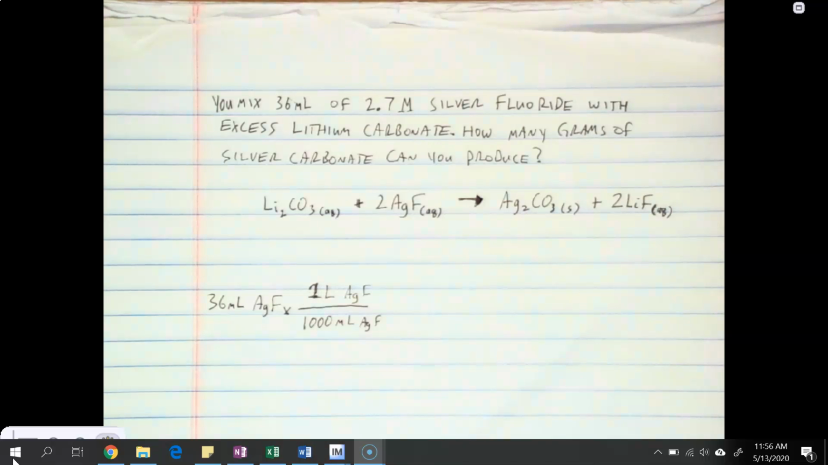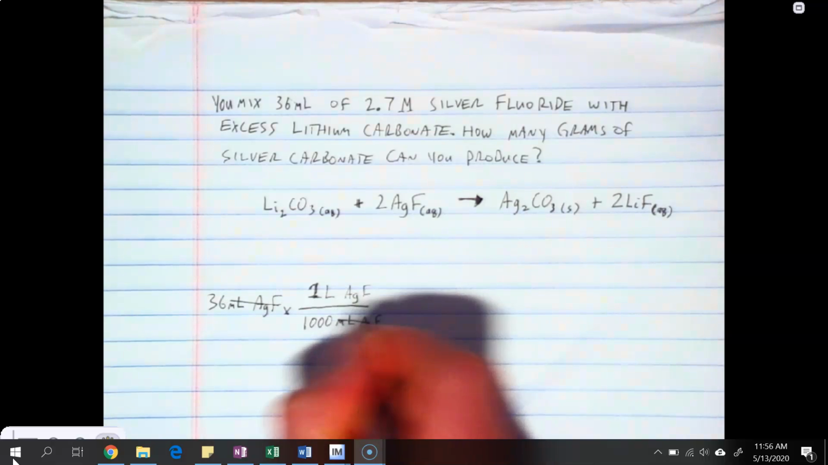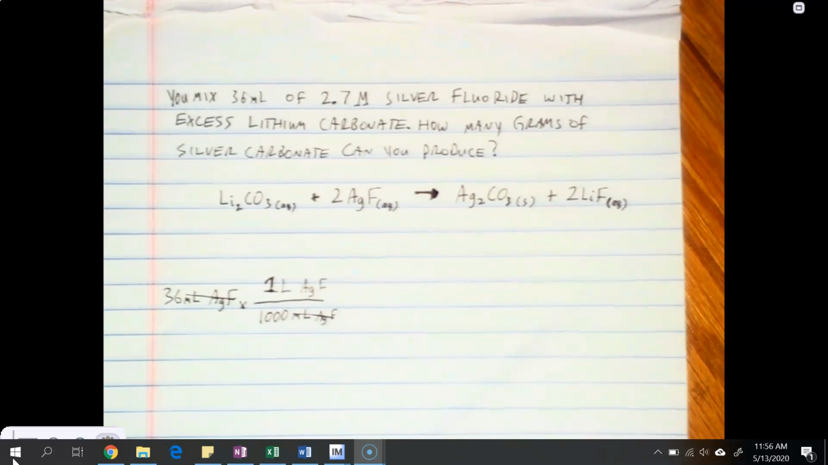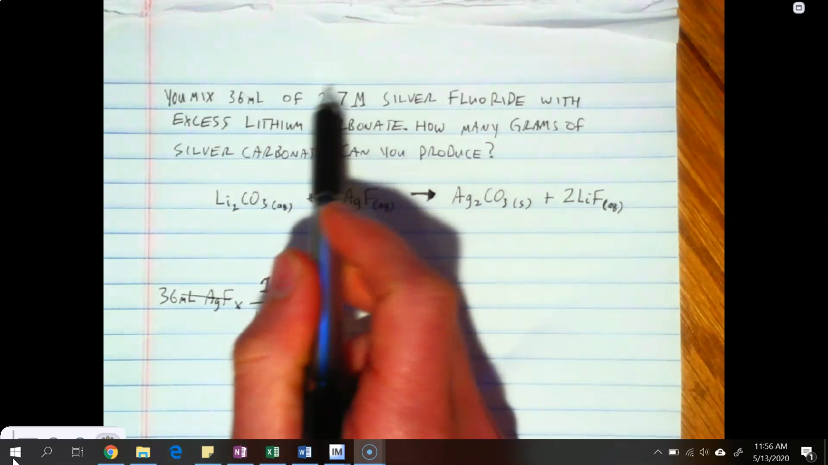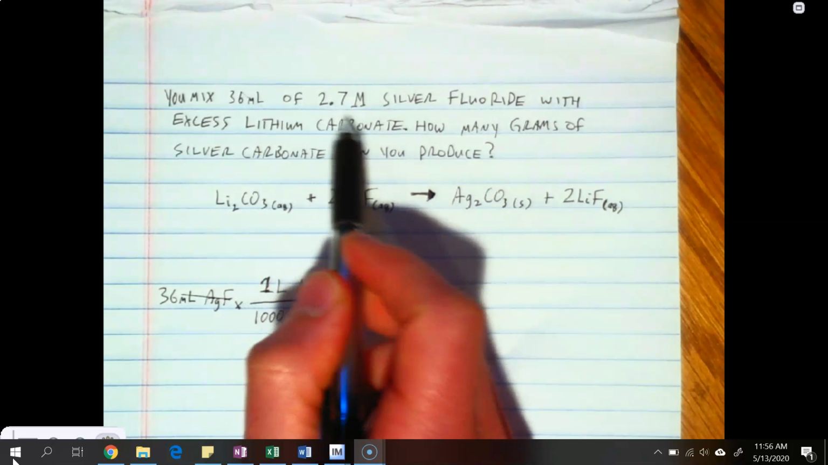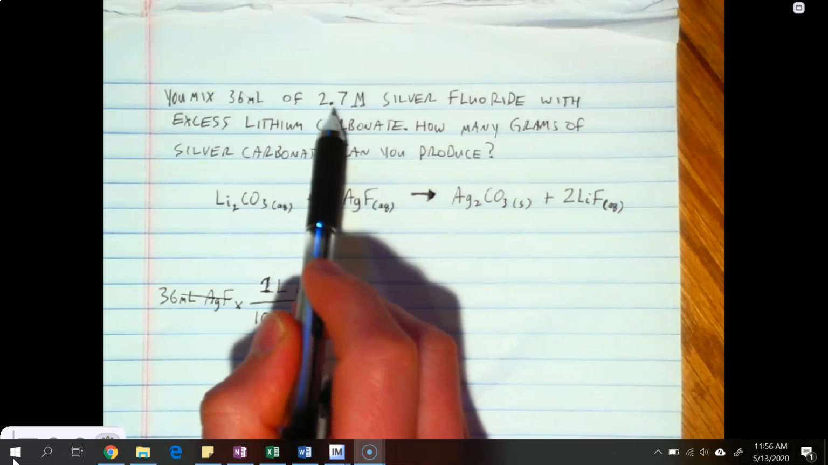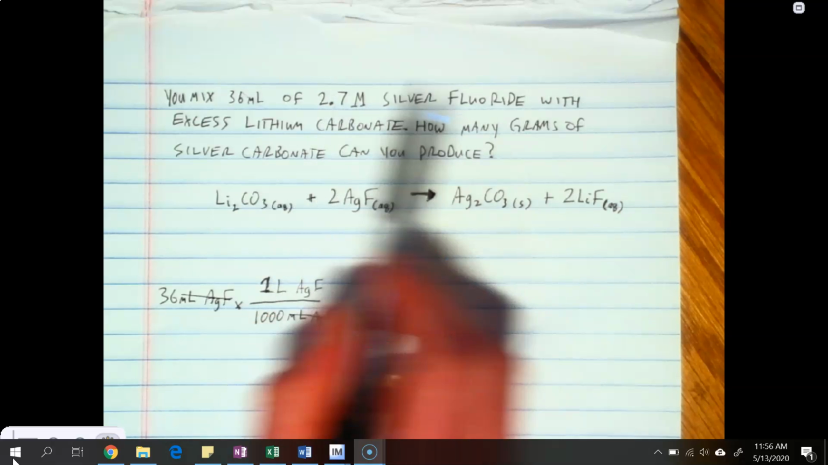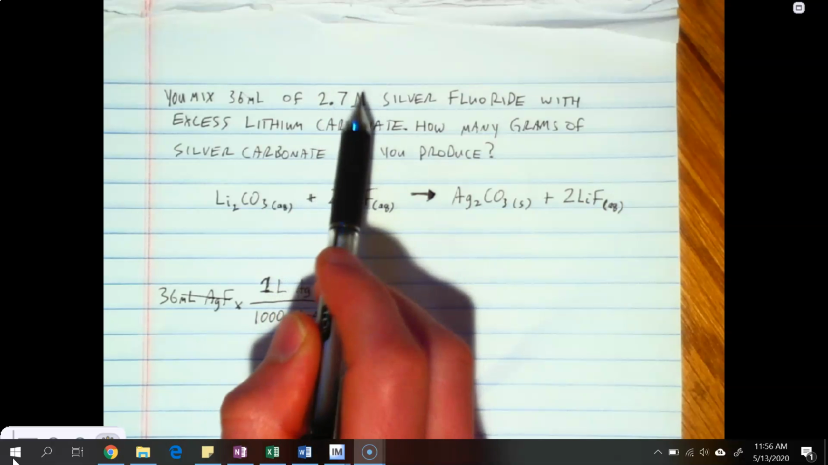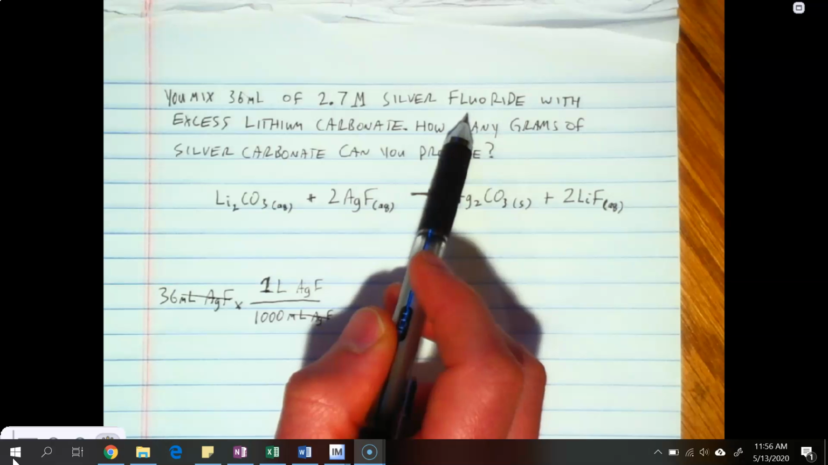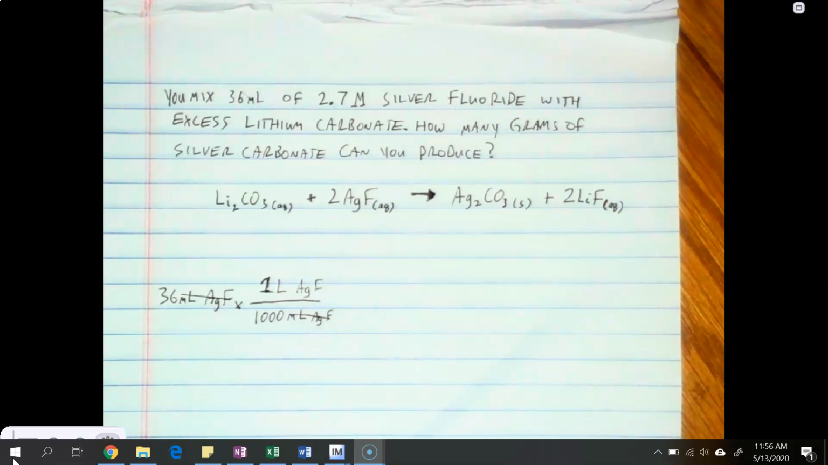Right? And this would allow my units of milliliters to cancel. And then to get to moles, I can use this relationship up here. Because 2.7 molar silver fluoride is like saying there are 2.7 moles for every 1 liter of silver fluoride. That's what molarity is. It's the relationship between moles and liters.